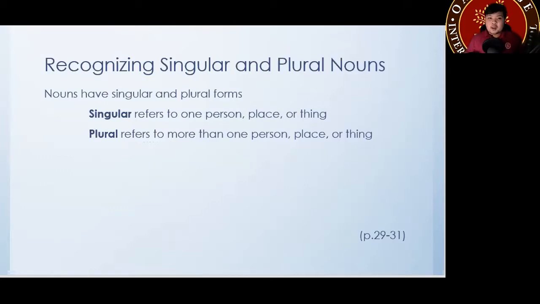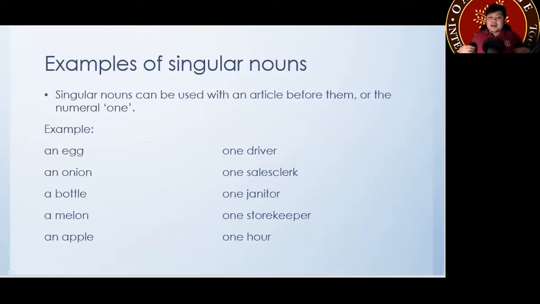Now, how do you create singular nouns? One way is to put the numeral one or use an article before them. We just discussed what an article is, right? An article is a or an. Examples: an egg, an onion, a bottle, a melon, an apple. Or just put one: one driver, one sales clerk, one janitor, one storekeeper, one hour. That's how you create singular nouns.